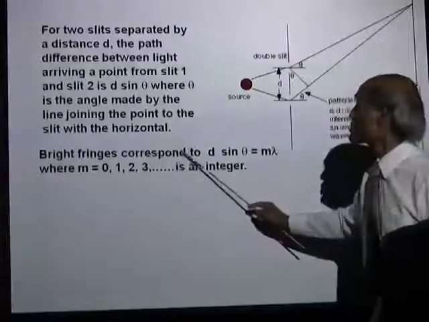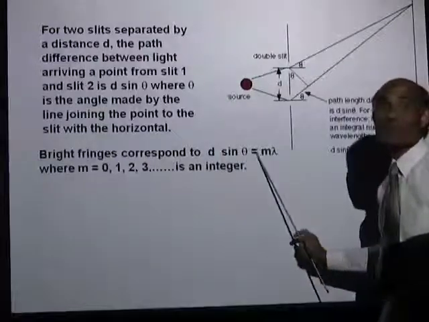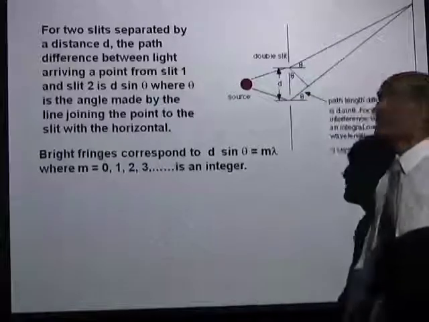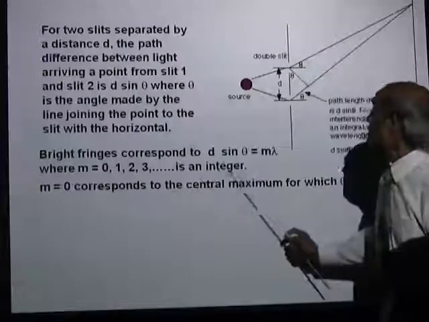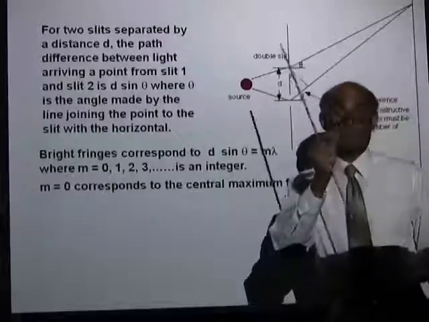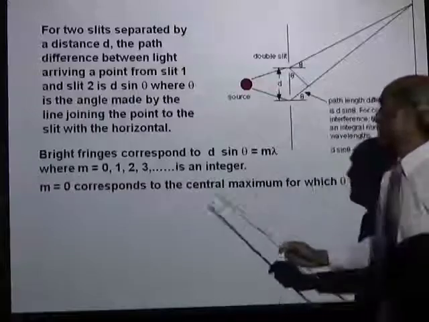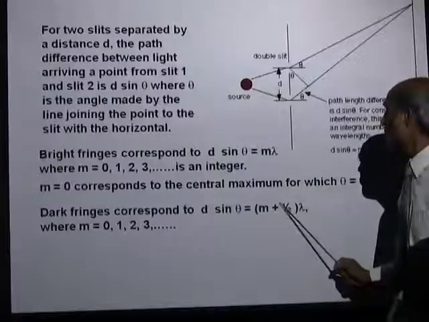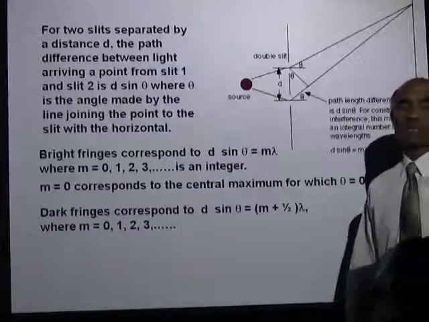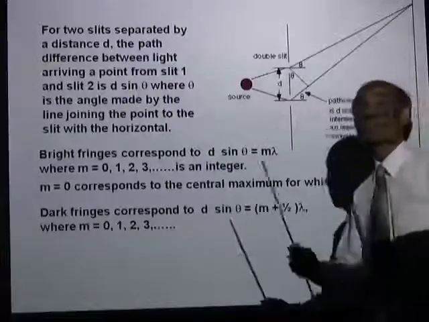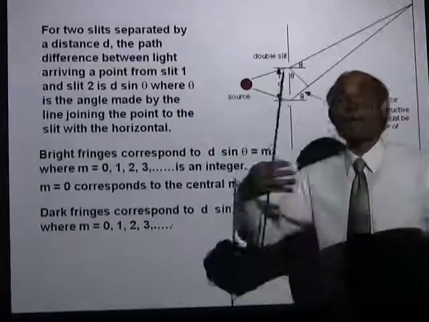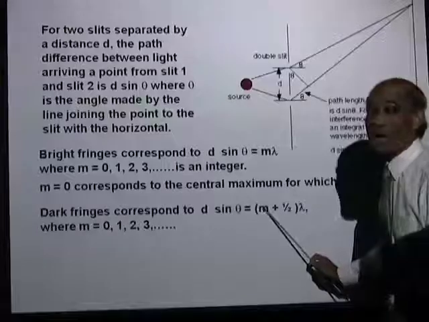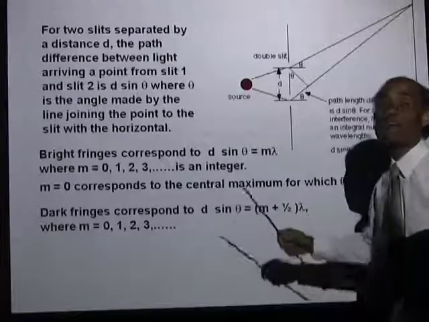So bright fringes correspond to d sin theta equal to m lambda, where m is an integer, 0, 1, 2, 3, and so on. m equal to 0 corresponds to the central maximum. That's what's called the zero order. Now dark fringes correspond to d sin theta equal to (m plus 1/2) times lambda. This is how we write an odd integer multiple of half a wavelength. m equal to 0, this will be half a wavelength. m equal to 1, it will be 3/2 lambda, and so on.